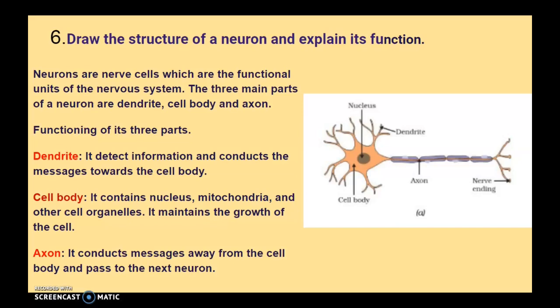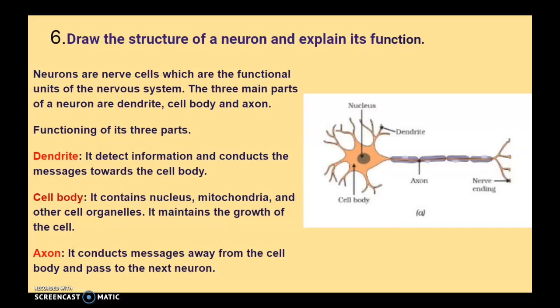Draw the structure of a neuron and explain its function. Neurons are nerve cells which are the functional units of the nervous system. The three main parts of a neuron are dendrite, cell body, and axon. Functions of its three parts are: dendrite, it detects information and conducts the messages towards the cell body. Cell body, it contains nucleus, mitochondria, and other cell organelles.